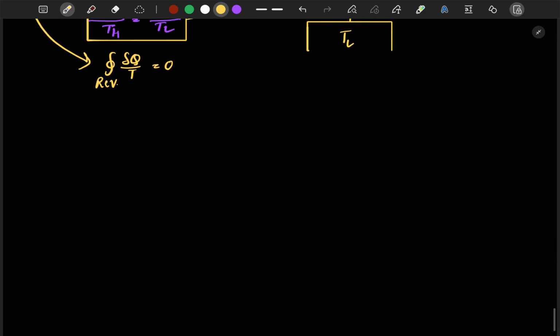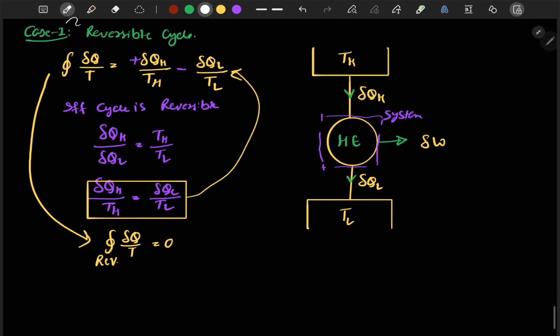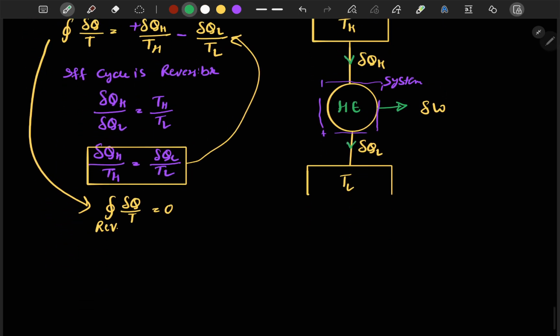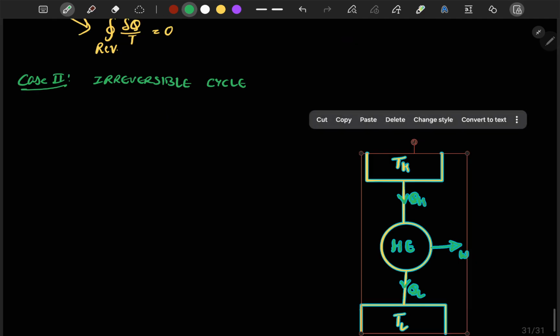Now for case 2, like in case 1 we considered a reversible cycle, we will consider an irreversible cycle. Okay, case 2, that is irreversible cycle. Okay, so let's consider this cycle.